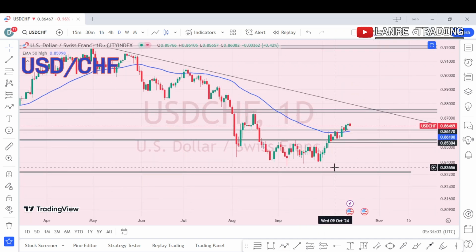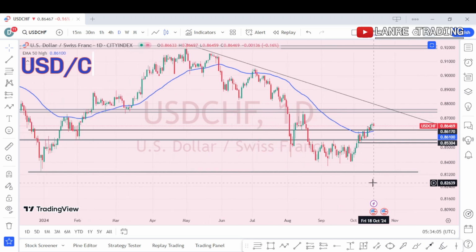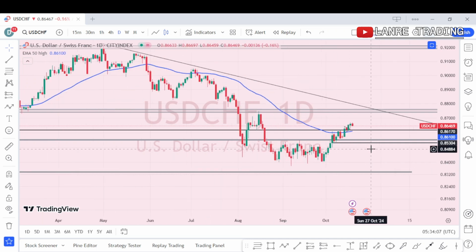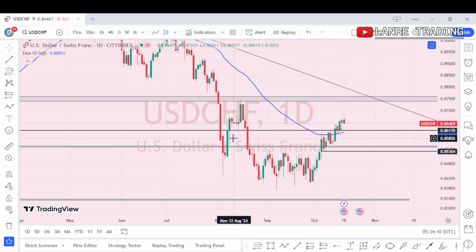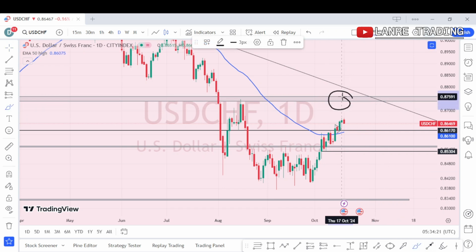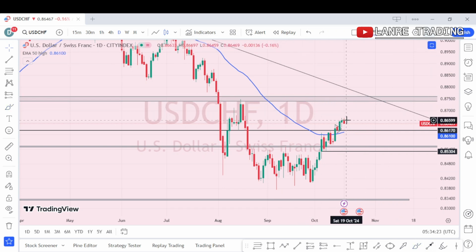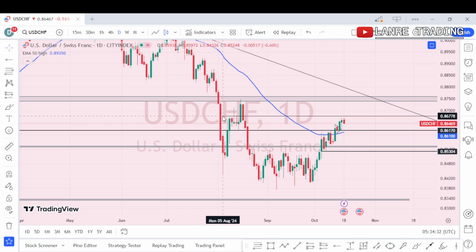For USD CHF, I'm on the daily time frame. And don't forget, last week we anticipated price to take out this high right about here so we can go long. And our overall target for this move is this level right about here. We are currently at this level right about here.